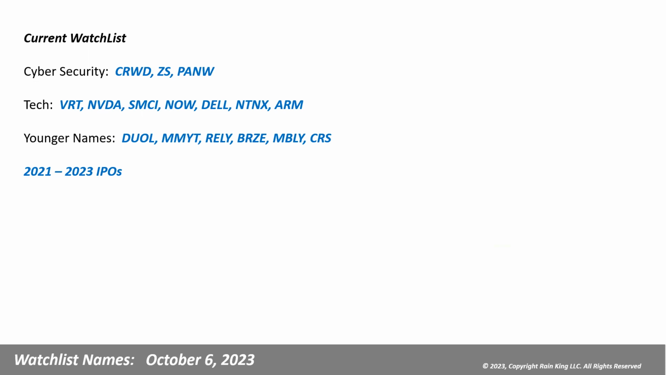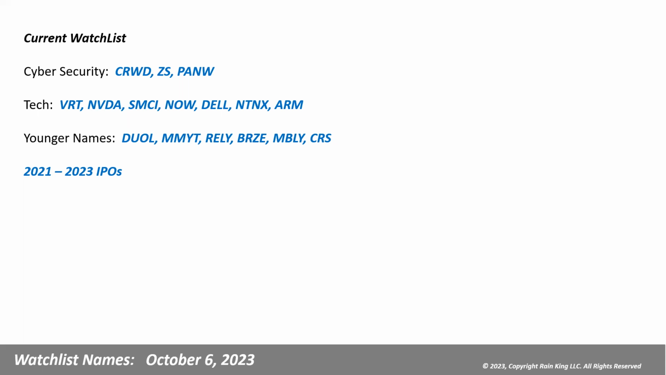So here's my current watch list. These are names that I think are showing relative strength, they're resisting the downtrend, or building bases that might be showing accumulation. I think in cybersecurity, there's a number of names that are still holding up well: Crowd and Zscaler and Palo Alto. In tech, there's a number of symbols I think that are still holding up well, from NVIDIA and VRT, SMCI, ServiceNow, Dell, Nutanix, and even ARM, which is a new issue, a semiconductor stock, but it's relatively young on the market and one to watch.